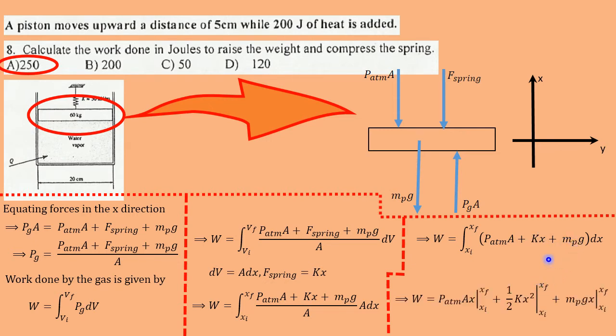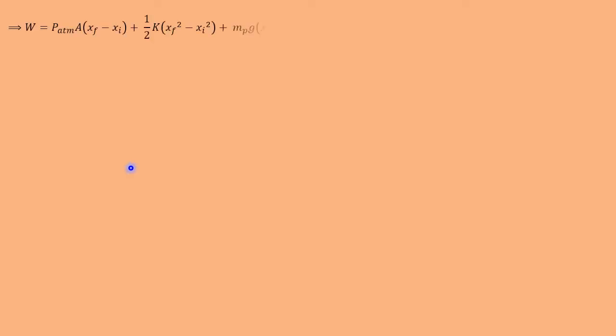Now we just simply do our integration of each of the terms, and when you do that, the first term there we have P_atm A x, because this is a constant, so you just have x there, from x_i to x_f as our limits. The second term kx, when integrated, we have half k x squared, from x_i to x_f, and the last term m_p g, when integrated, we have m_p g x from x_i to x_f. After substituting the limits, this is what we have. So we'll just have our limits substituted. That's the expression we have.